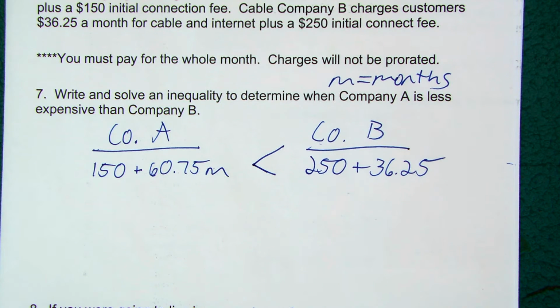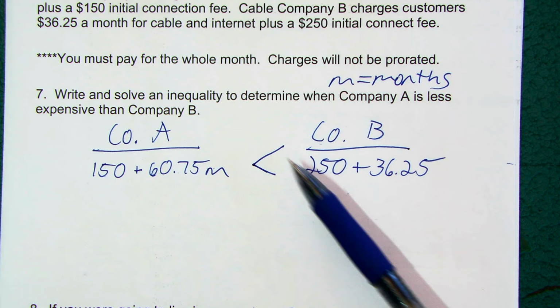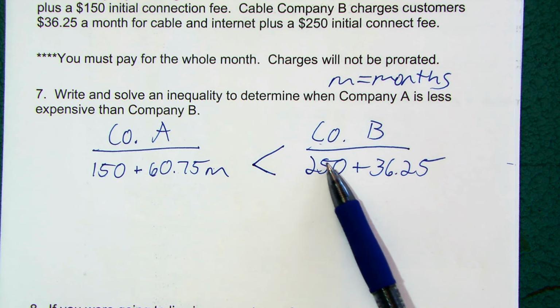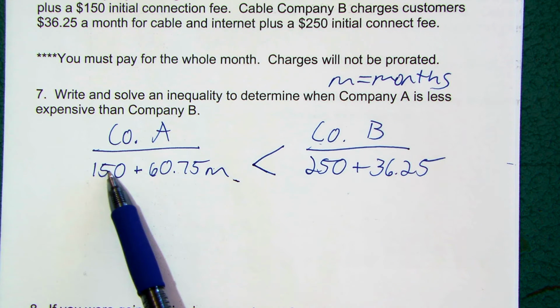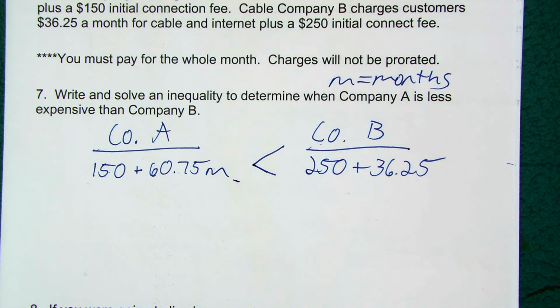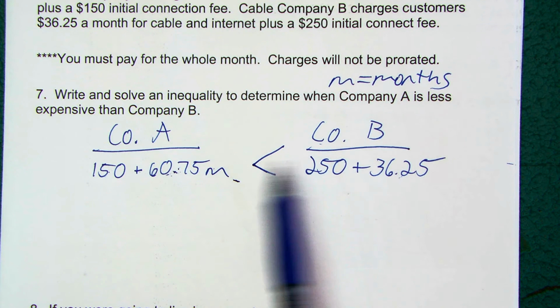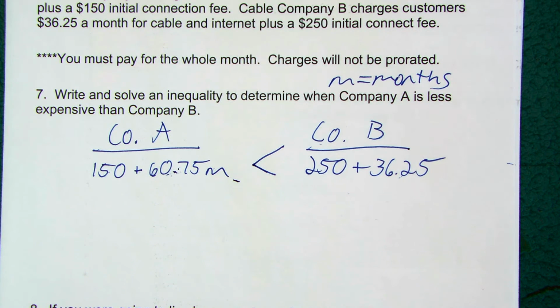All right. So just by looking at these, you have these initial connection fees. So like you're only paying $150 up front here, $250 here. So company A is going to be cheaper from the start. So just going into this, we should know that at the start, company A is going to be cheaper, but it costs more per month than B. So eventually, it's going to catch up to B and pass it somewhere. And that's the point we're trying to figure out, where it catches up.